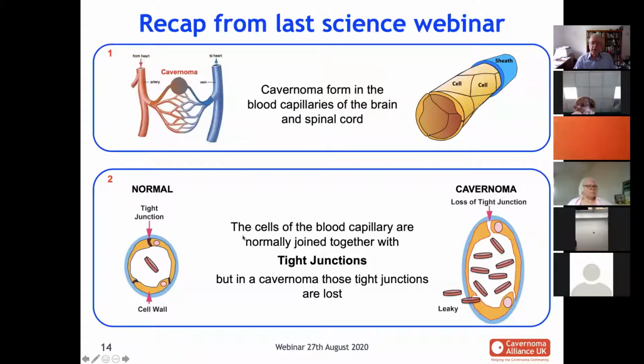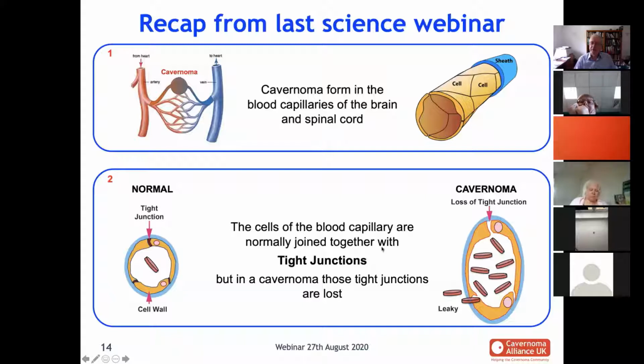Now, 99.9% and more of people have what we will call normal blood capillaries. And the feature of those that matters is that they have a tight junction between the adjacent cells of the blood capillary. So in the borders between the cells, all the way along here, there are tight junctions, and those tight junctions prevent blood leaking out and such like.